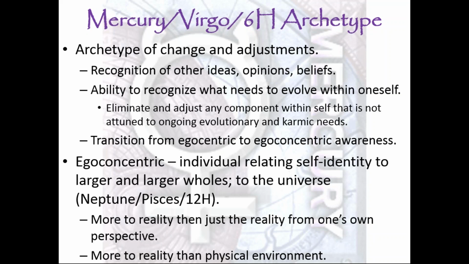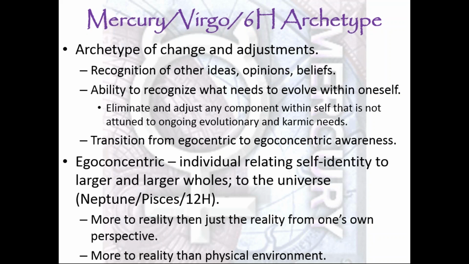self-improvement process. The archetype of change and adjustment, though, will also be where we are learning to transition from egocentric to ego-concentric awareness. Again, back to realizing that somebody else also has ideas and opinions. There is more to it than just what's me. How do I go from including me to someone else as well? A larger awareness. And so, definition of egocentric: an individual relating their self-identity to larger and larger wholes, to the universe itself. And this is that polarity Neptune with rulership of Pisces in the 12th house.